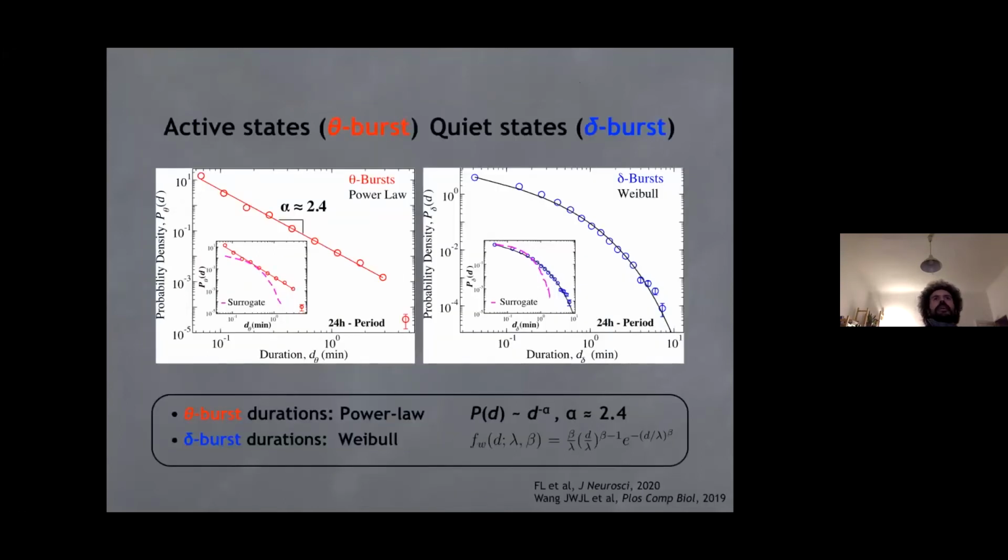So as you see here, when we look at the duration of active states, we see that they are distributed according to a power law, with an exponent that is very close to the one that we measured at the behavioral level. On the contrary, the quiet states follow an exponential-like distribution, exactly as we see at the behavioral level. Now, importantly, those distributions are independent of the two parameters I was talking about before, W and H.